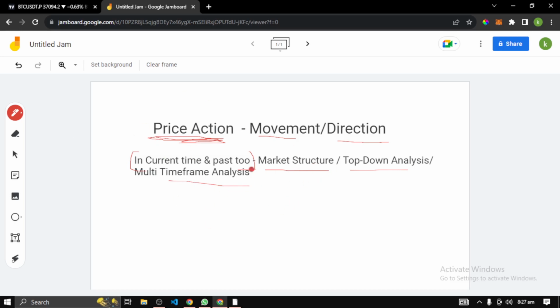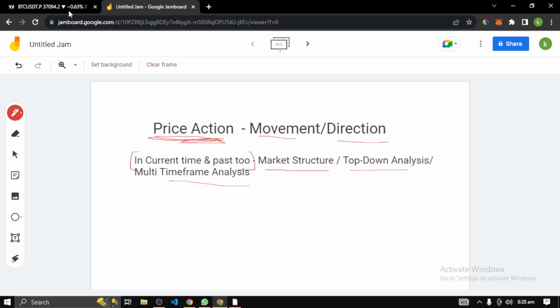So in crypto, in forex, in trading, these are the terms used. Some call it market structure, some call it top-down analysis, they call it multi-time frame. But basically what it means is knowing what price did in the past and what it's doing now and what it might do later. Understanding these things helps you know where price was coming from and where it's expected to go. Those are all the things we'll be covering in this place.